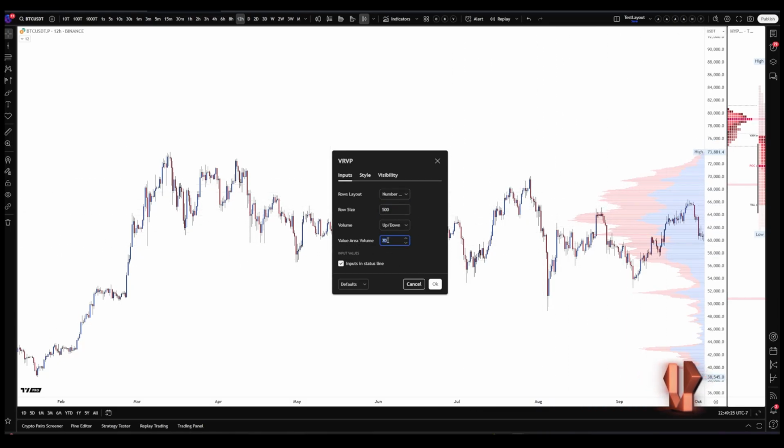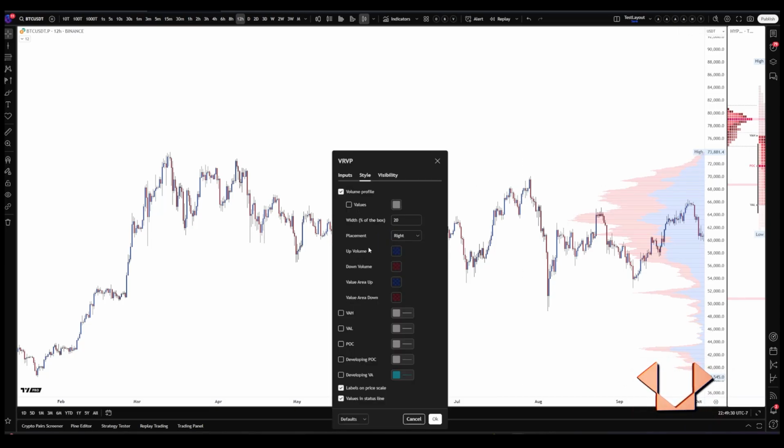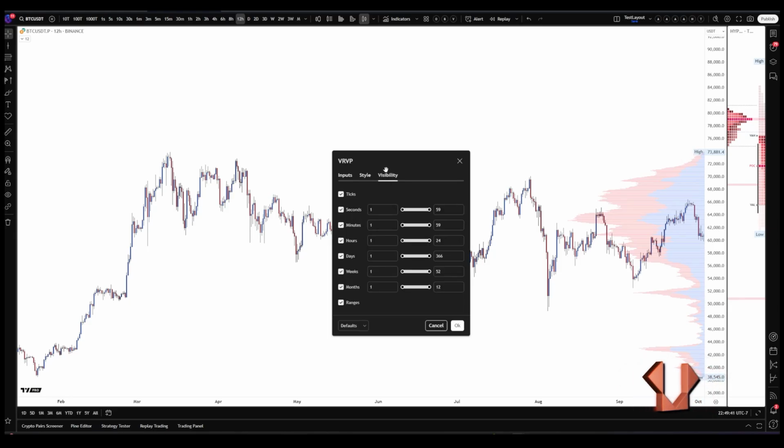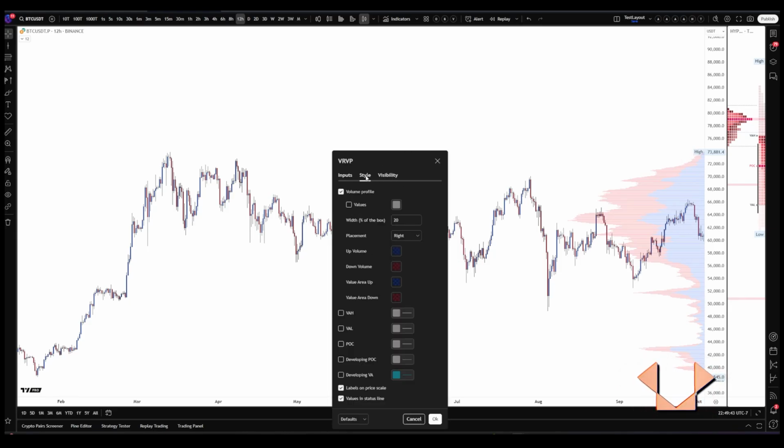Value area volume, you could change this to be 68, so it's more precise. And then if you go under style, you can have it so that it shows value area high, value area low. You can also view the POC and all that kind of stuff that we just walked through. And the visibility, you could change this if you'd like, depending on your preferences.